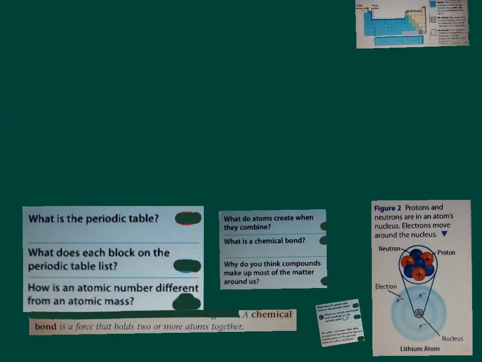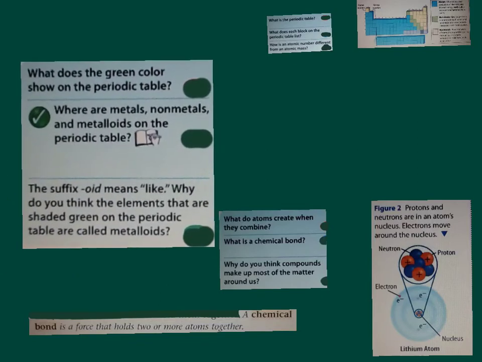Okay, so now what I want to do is make the chart small, move my questions, and of course give you these questions to pick from. You're picking one of these 3. You're writing the question down as well as the answer in your science journal, please. Question number 1, what does the green color show on the periodic table? Question number 2, where are metals, metalloids, and nonmetals on the periodic table? Question 3, the suffix oid, O-I-D, means like. Why do you think the elements that are shaded green on the periodic table are called metalloids? So you're picking one of these 3 to answer, writing the question and the answer in your science journal.